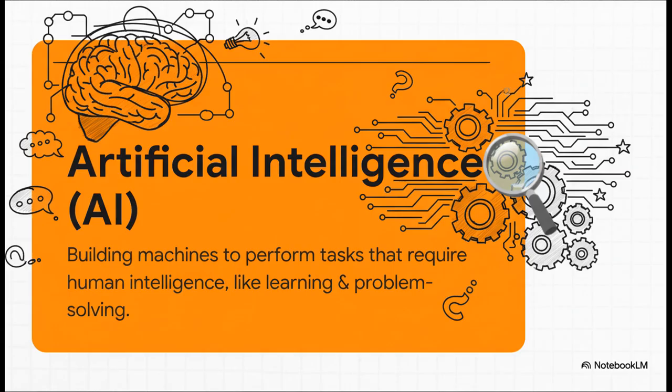You can think of this as the big, overarching dream, the grand goal of building machines that can think, learn, and solve problems just like humans do. It's the entire field, you know? It covers everything from a robot that can play chess to a self-driving car trying to navigate a busy street.